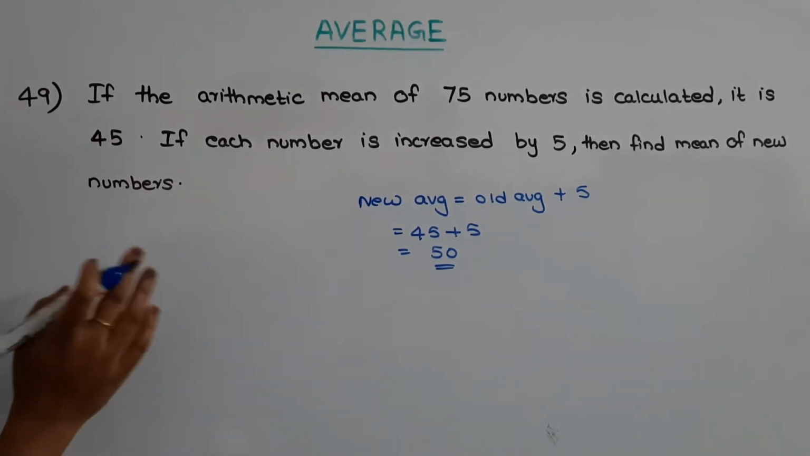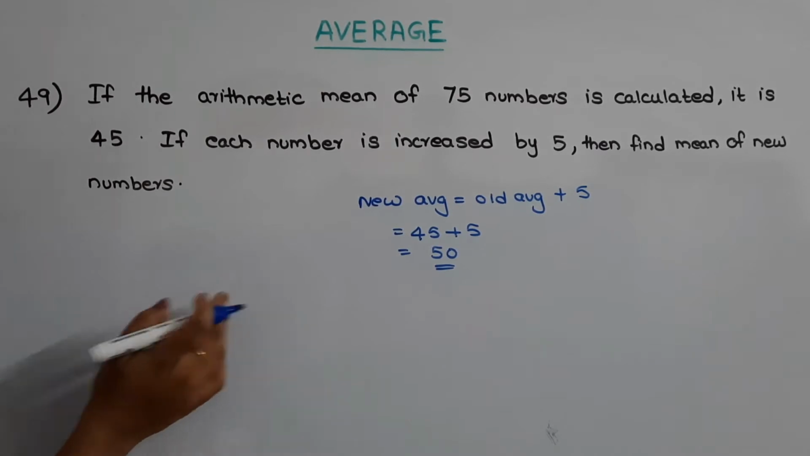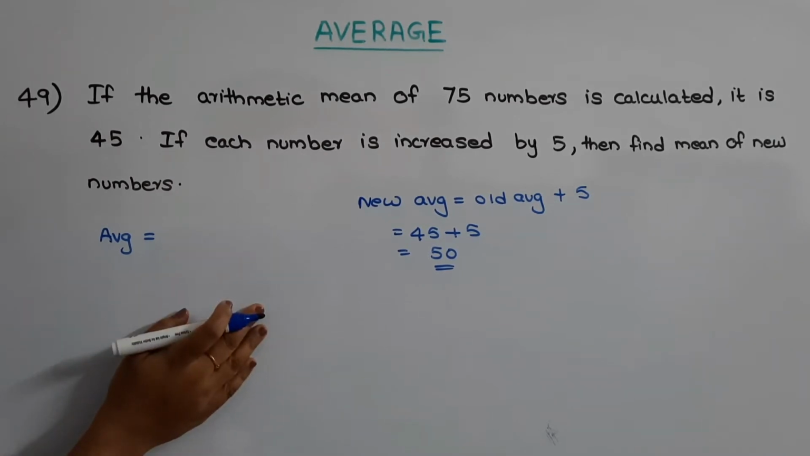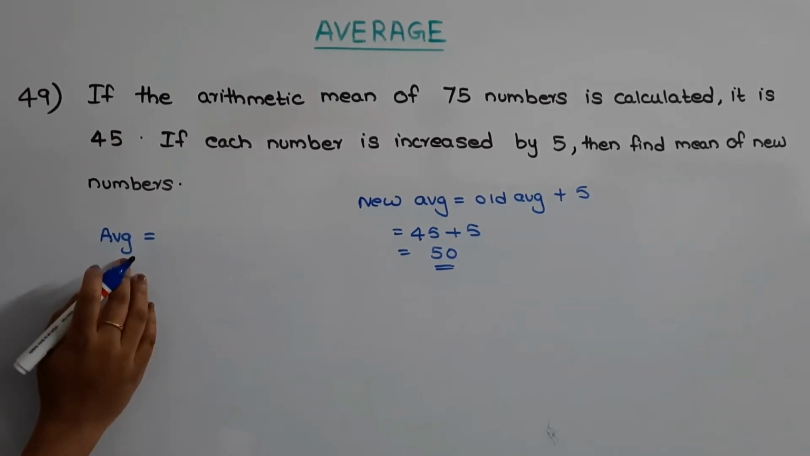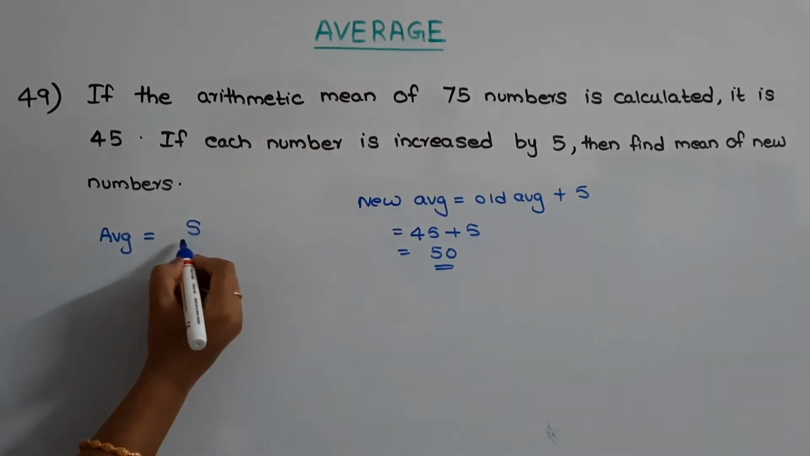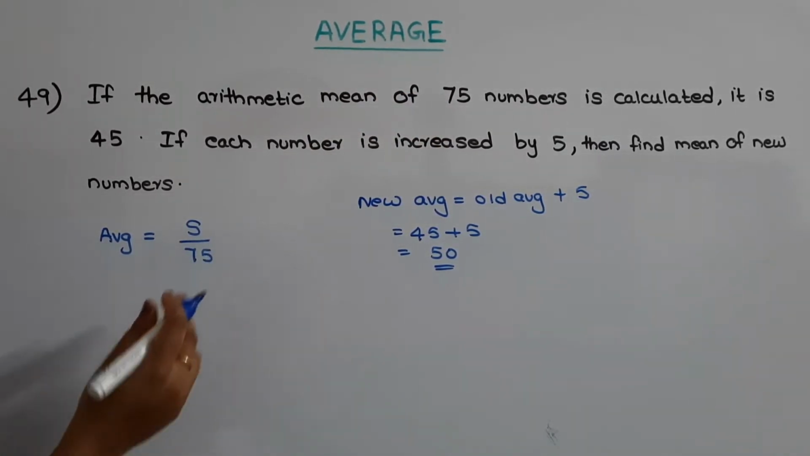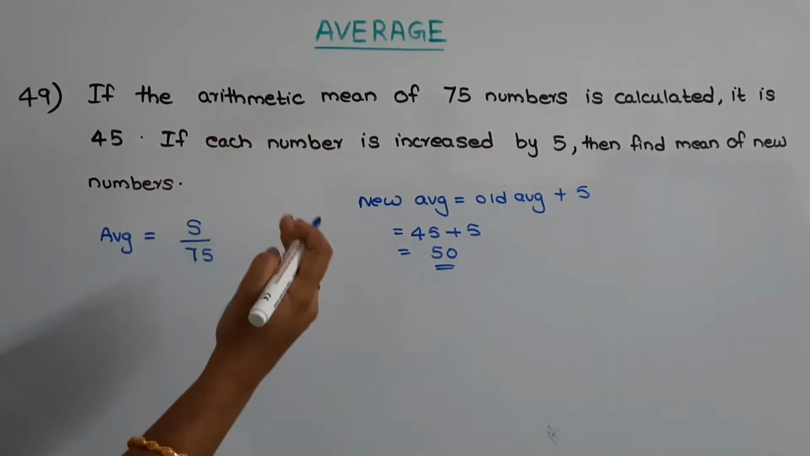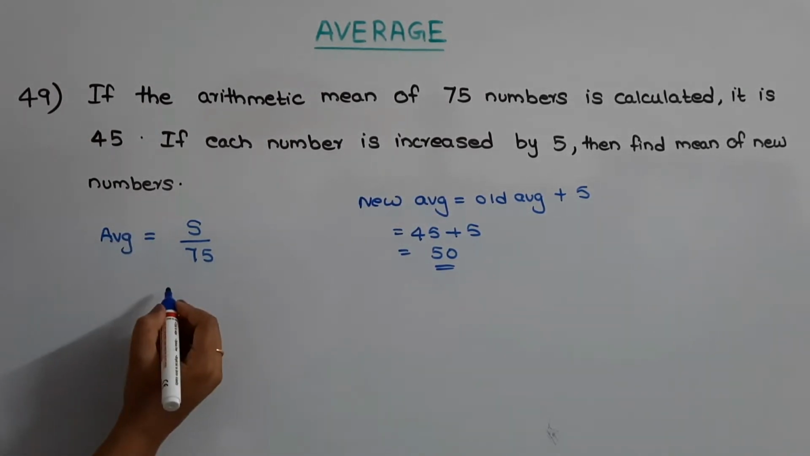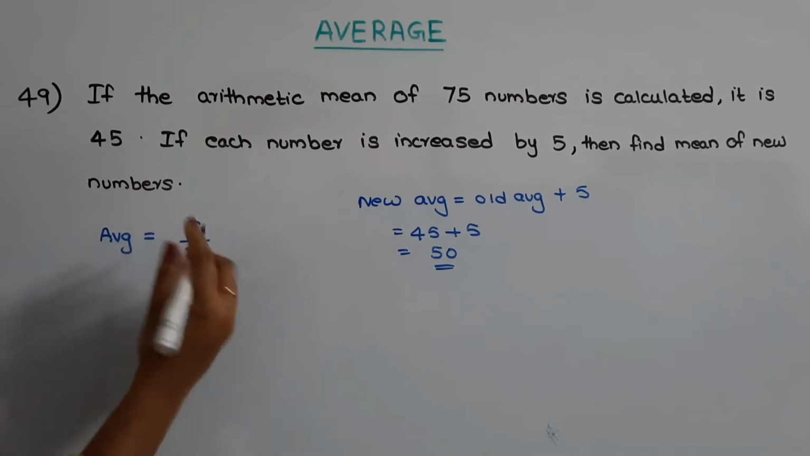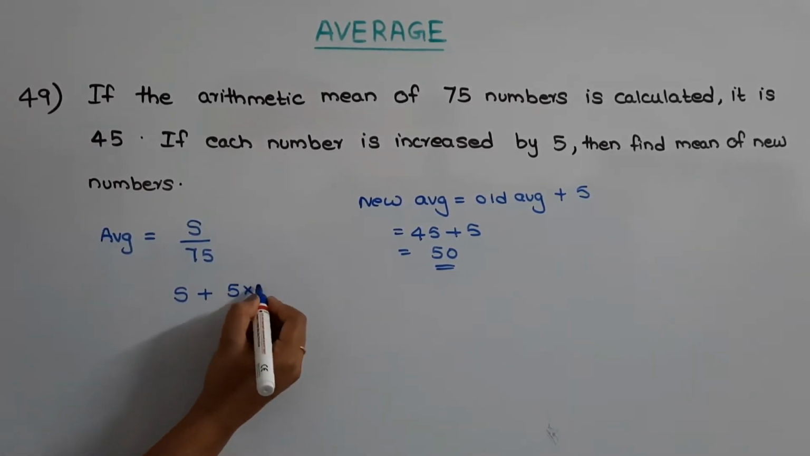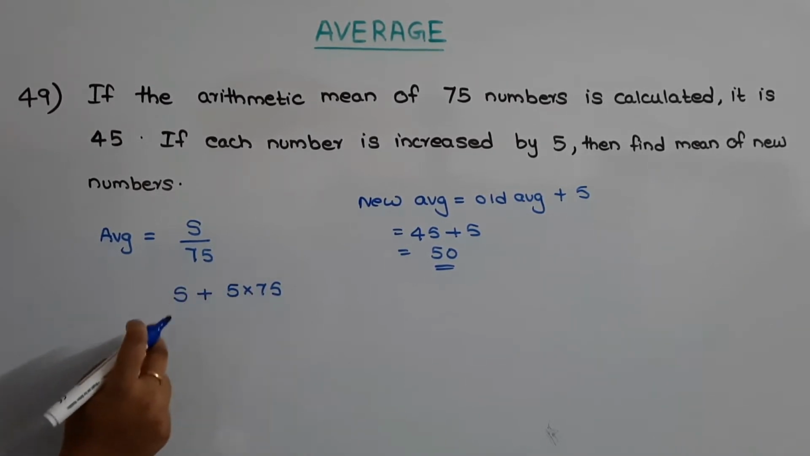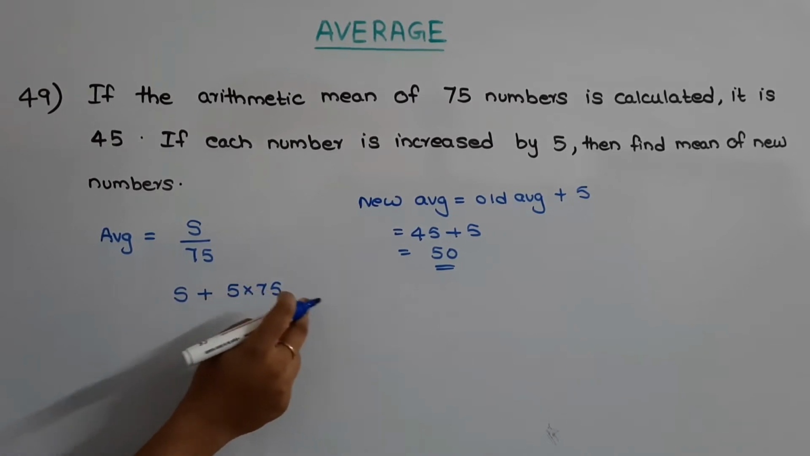Now let us see how this is happening. We know that average is equal to sum of observations by number of observations. So the average here will be equal to sum of these 75 numbers divided by 75. Then they are telling that each number of these 75 numbers are increasing by 5. Then what will be the new sum? New sum will be equal to old sum plus 5 into 75, because each of the 75 numbers is increasing by 5.